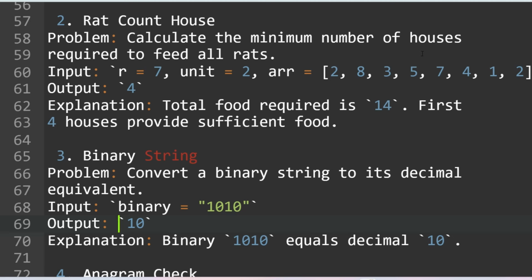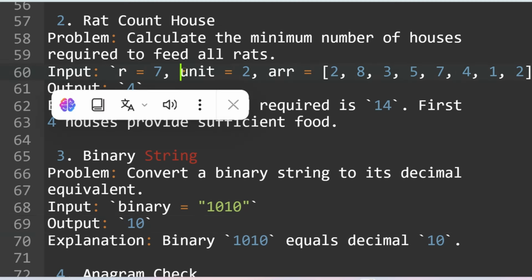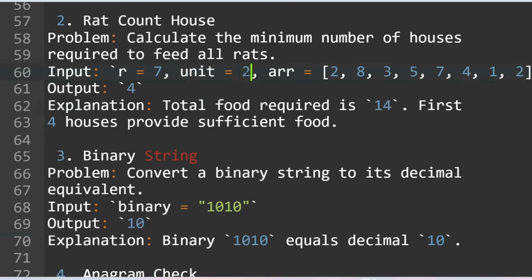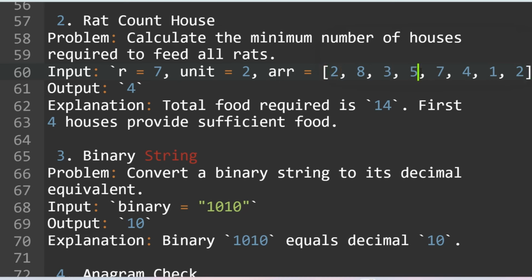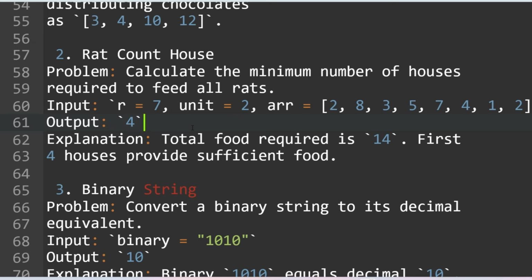Calculate the minimum number of houses required to feed all rats. Basically, you will be given the number of rats and the units they eat. One rat eats 2 units, so 7 rats require 7 into 2, so 14 units. You have to find how many houses are required to fill this. So 2 plus 8 is 10, 10 plus 3 is 13, plus 5. 13 is not enough, because we need 14. That's why we need a total of 4 houses. That's why the output is 4. Okay, so I hope you understood. So let's discuss the next question.